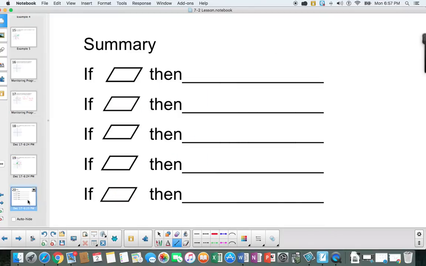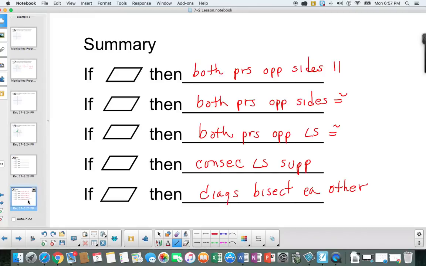Okay, here's the summary. Let's see if you can summarize all the things that we know about a parallelogram. Stop the screencast and see if you can write it. And here are all the answers. The first one comes from the definition of parallelogram, and all the others are theorems.